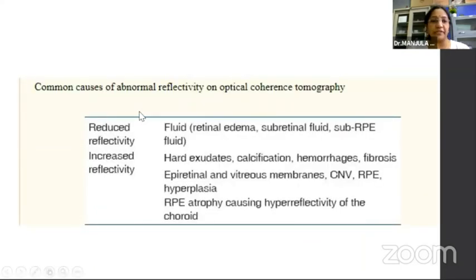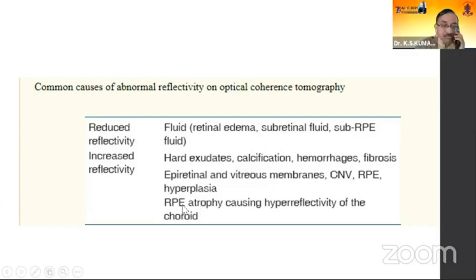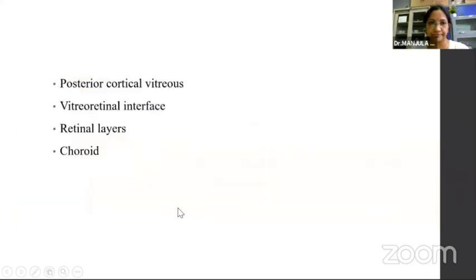What can cause abnormal reflectivity on OCT? Either it is reduced when there is accumulation of fluid at any level, or it is increased, which is termed hyperreflectivity. It can happen with the accumulation of hard exudates, calcification, hemorrhage, epiretinal or vitreous membranes, choroidal neovascularization, and RPE hyperplasia. It can also cause choroidal hyperreflectivity when RPE atrophy happens.